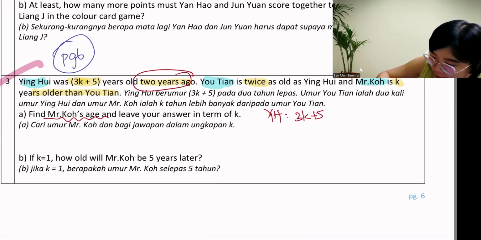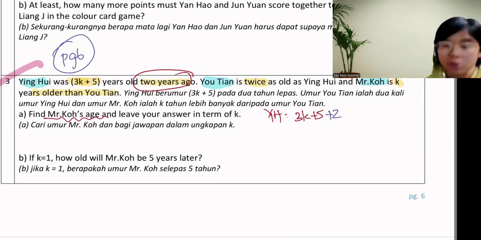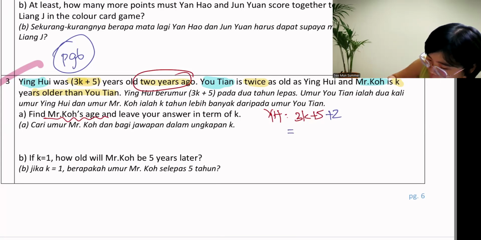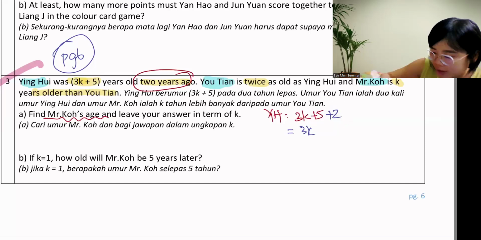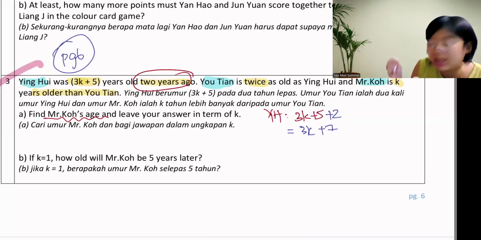So far, so good. You understand already? So this age was 2 years ago. So now should be plus another 2 years, not times. So now, can you do it? 3K, and then 5 and 2 can add together, right? Will be plus 7. Now you know Ying Hui is 3K plus 7.